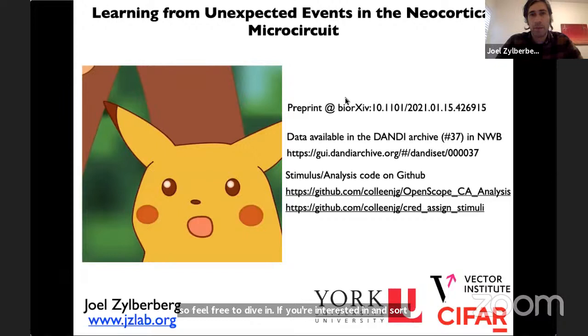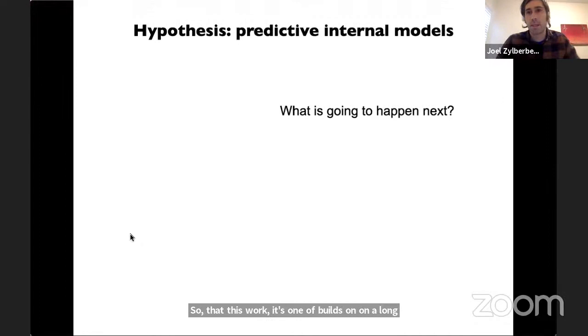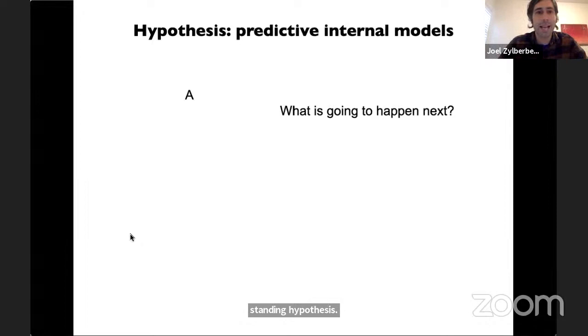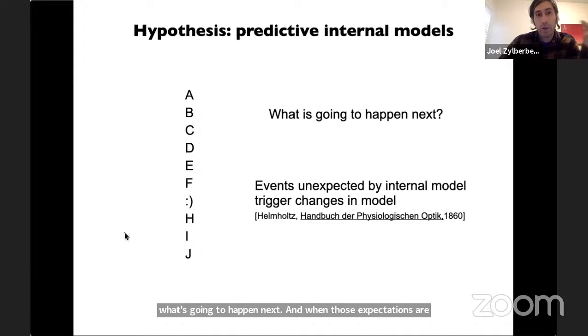Okay. So this work builds on a longstanding hypothesis in neuroscience, which is that the brain internally forms predictive models of the outside world. So the idea is that as you see a sequence, for example, like this one, you start to form expectations about what's going to happen next. And when those expectations are violated, you learn something new about what the structure of the world is.